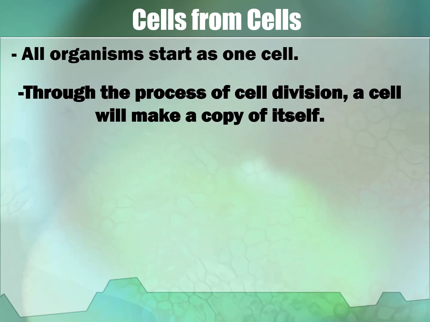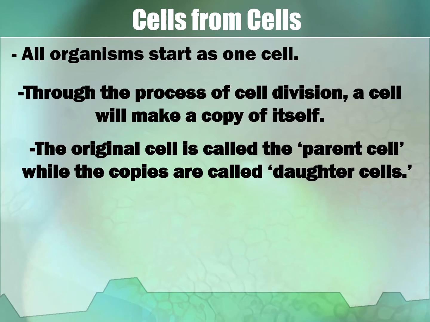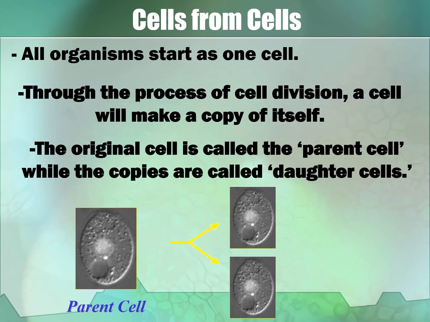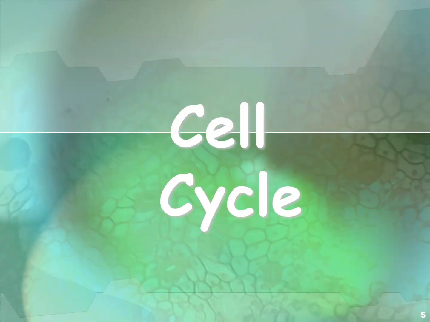So we all start as one cell, and through the process of cell division, copies are made. The original cell is called our parent cell. So here's a cell, that's our parent cell. Through this process of reproduction, we end up getting two identical offspring, and those are called daughter cells. So your parent cell makes the daughter cells. So let's look at the cell cycle.